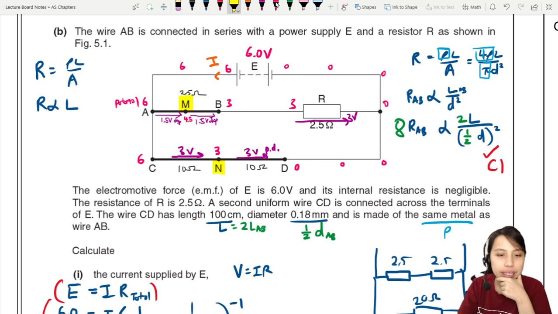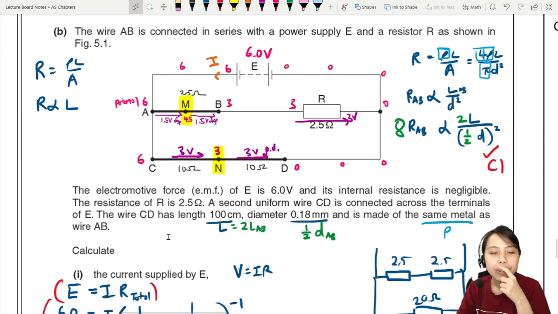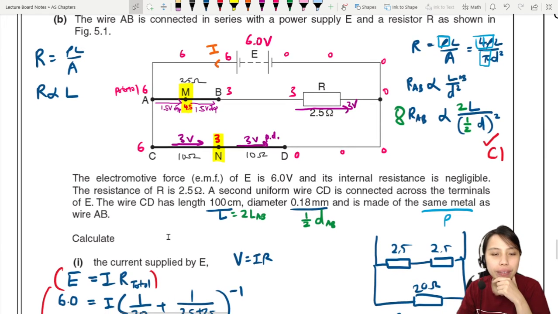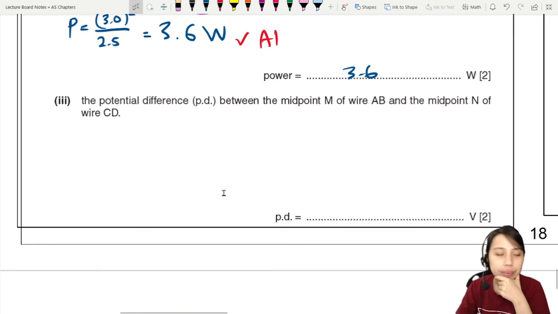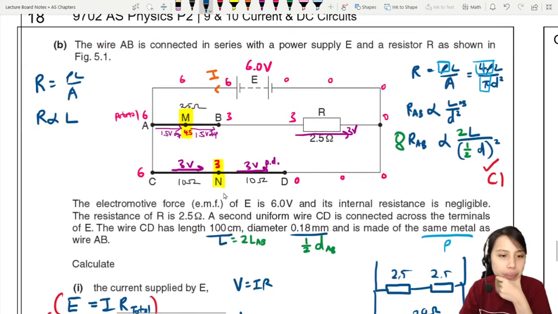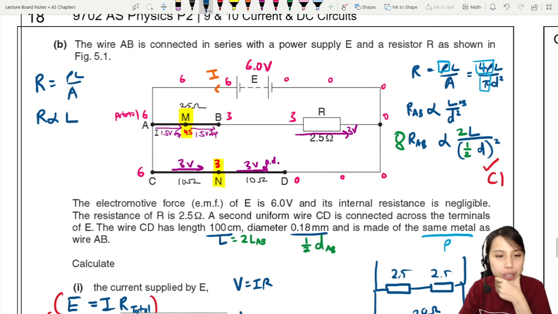Now we can find the answer. What is the difference between 4.5 and 3? That will be your answer. So let's go and write this out down there. 4.5 minus 3. So for these 2 marks, maybe you should try to explain a little bit. PD drop from A to M, this one is 1.5. PD drop from C to N is 3 volts. So we're going to compare that.